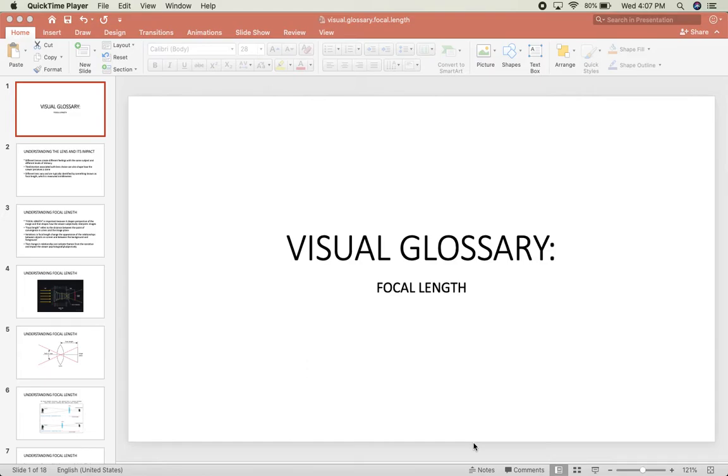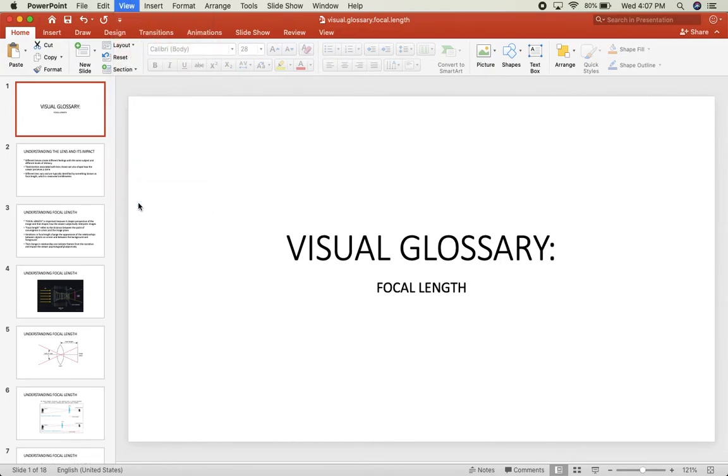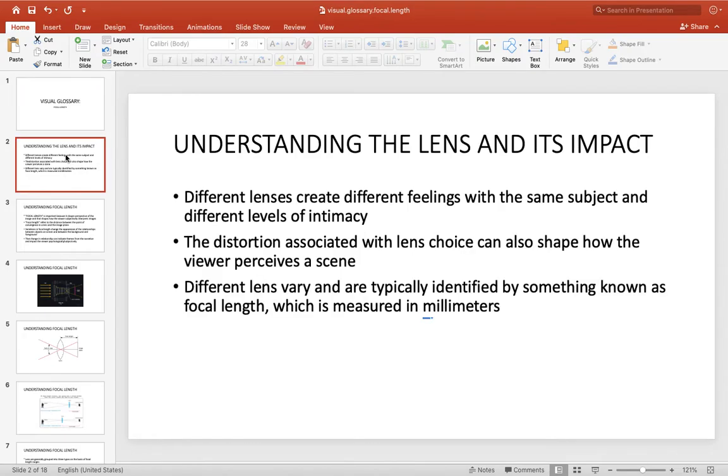Okay, so what I'm going to do is go through a couple of different slides. As you can see open on the screen, I have a PowerPoint presentation. I'll go to full screen right now. Here we go. Okay. Maybe it's not full screen. I'm not sure what you guys are seeing. Anyway, so moving into the visual glossary discussion of focal length.